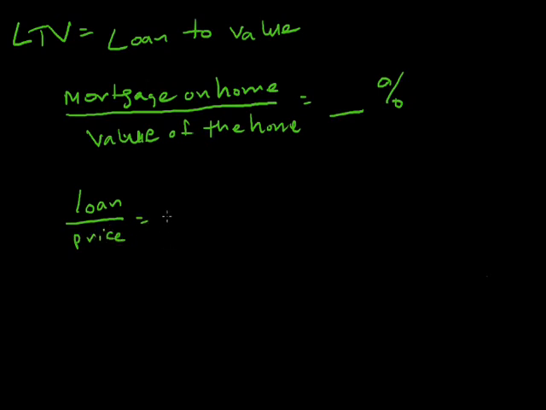So for example, on an FHA loan, they're going to lend you up to 96.5%. So that's the LTV. On a conventional loan, it may be different. The minimum may be a 5% down payment required, so the LTV will be 95%.